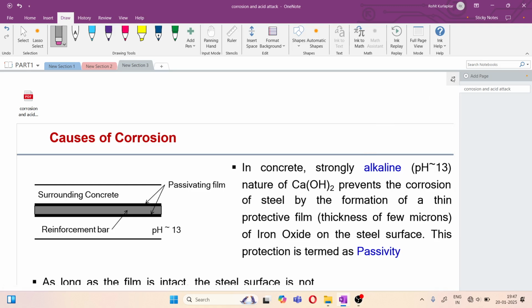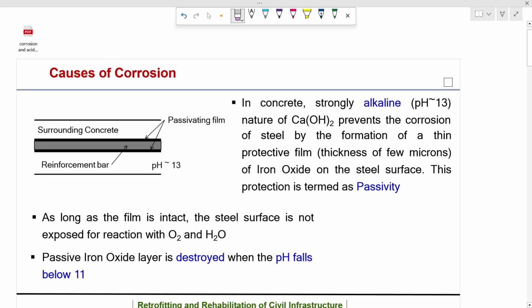In this video, we are going to discuss the causes of corrosion. Corrosion is one of the major problems because every year we spend millions and millions of dollars to protect the reinforcement and to prevent corrosion. So we'll see what the cause of corrosion is.